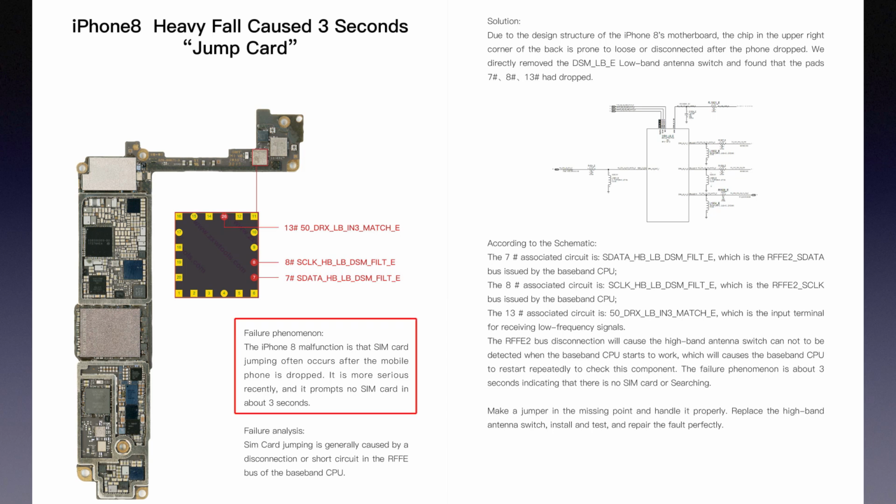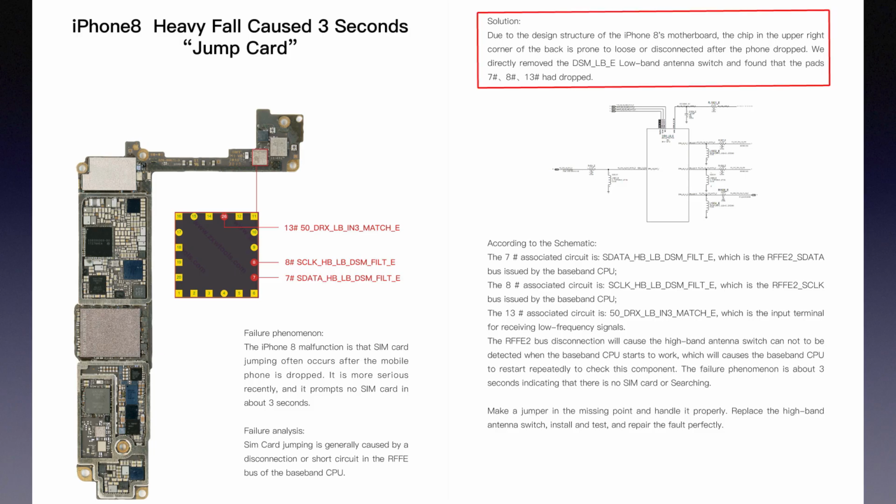This case is about the iPhone 8 malfunction, where SIM card jumping often occurs after the mobile phone is dropped. It is more serious recently and it prompts no SIM card in about 3 seconds. Analysis is, SIM card jumping is generally caused by the disconnection or short circuit in the RFFE lines of the baseband CPU. Solution: due to the design structure of the iPhone 8's motherboard, the IC in the upper right corner of the back is prone to loss or disconnection after the phone is dropped.